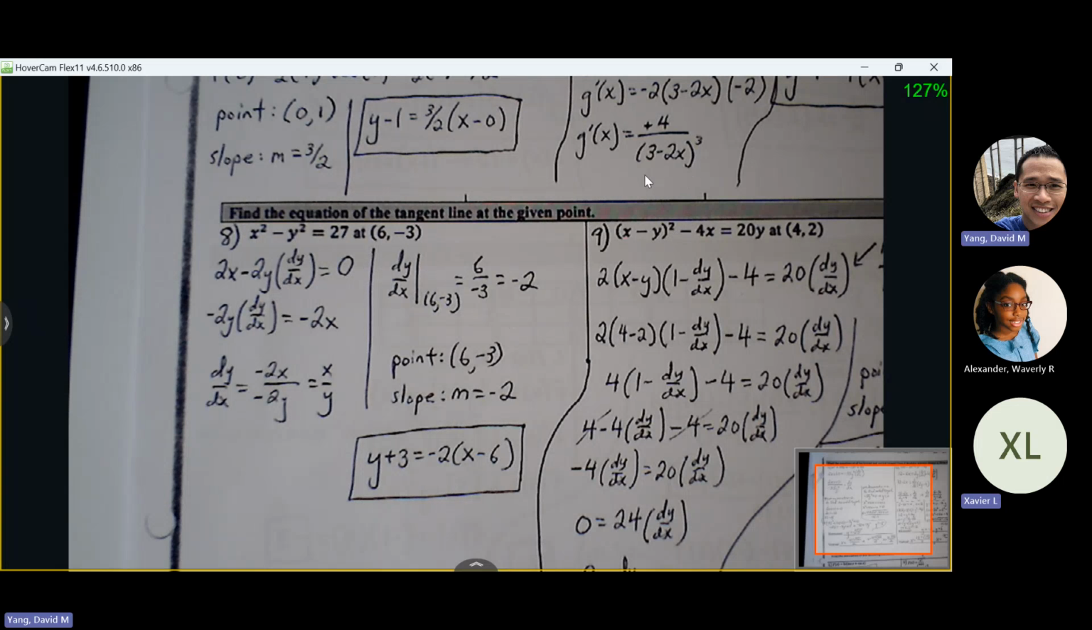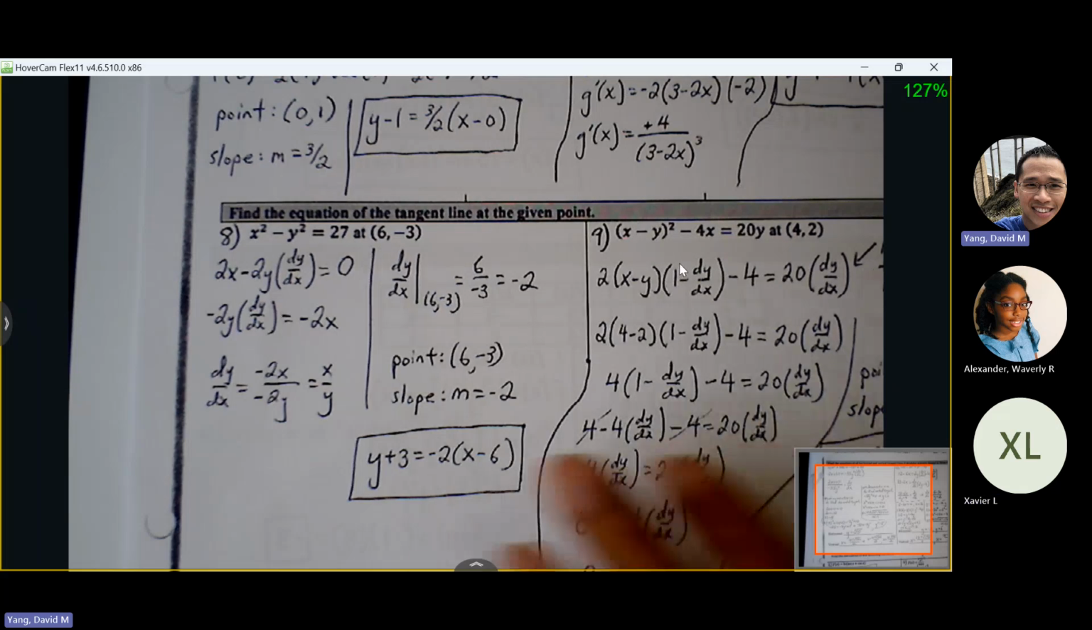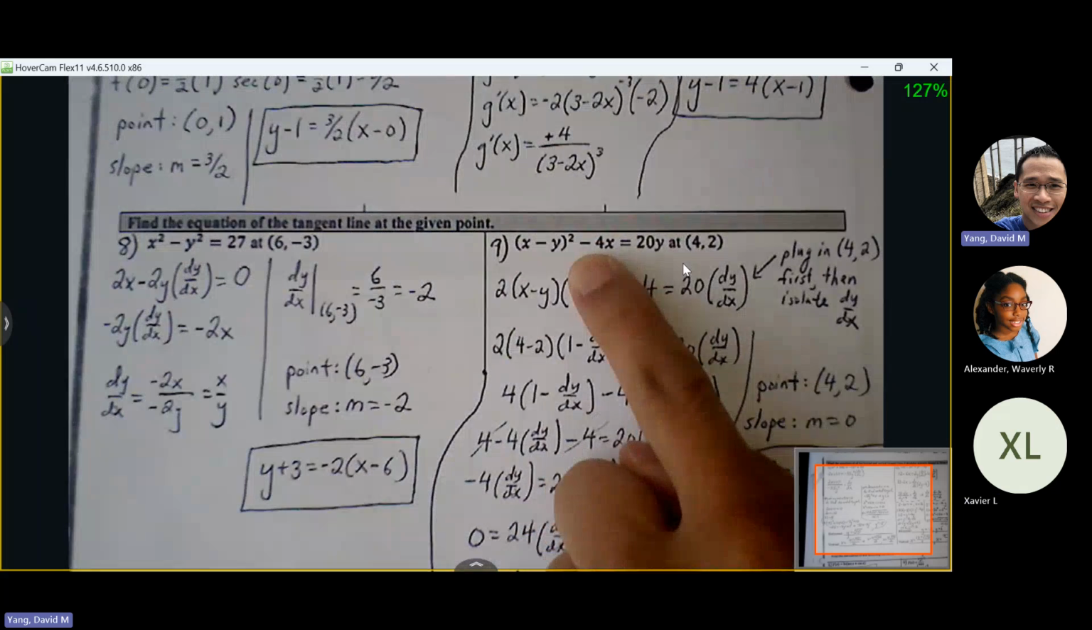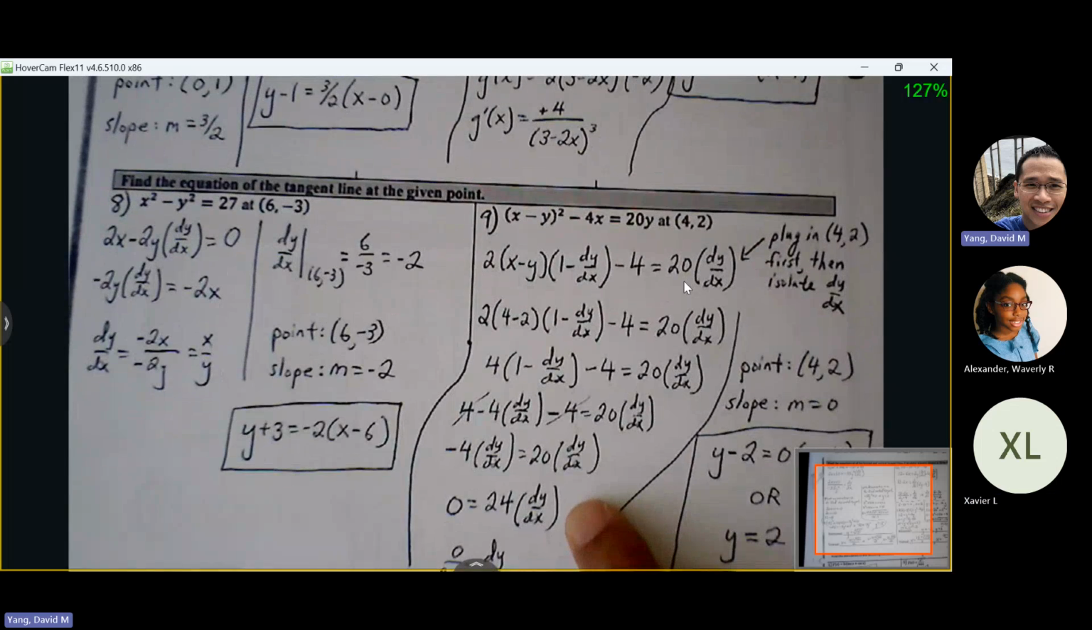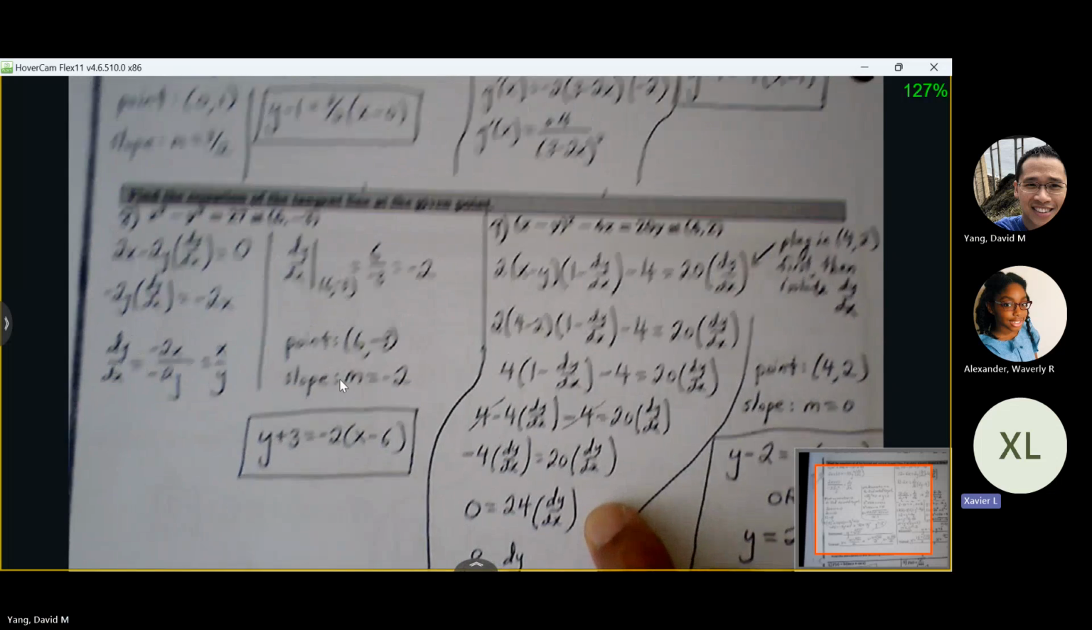I'm asking if you could just skip. We can't guarantee it, right? Because if you look at number 9, it's also implicit, but the derivative is not x over y here. Okay, yeah, that makes sense. Okay.